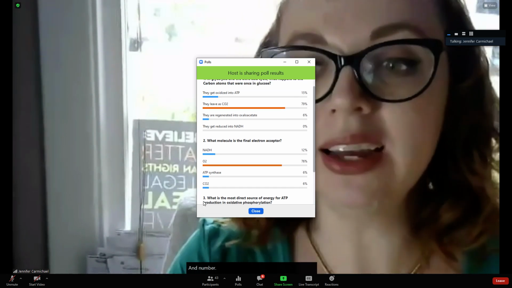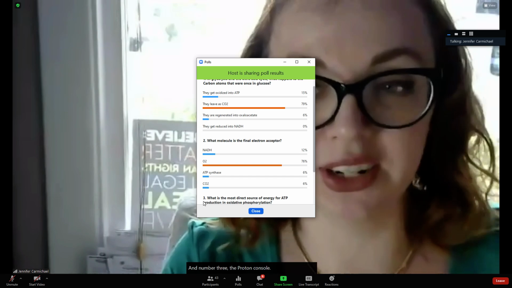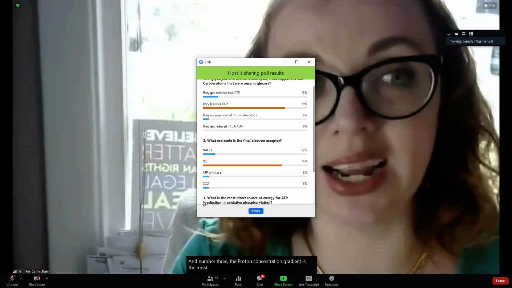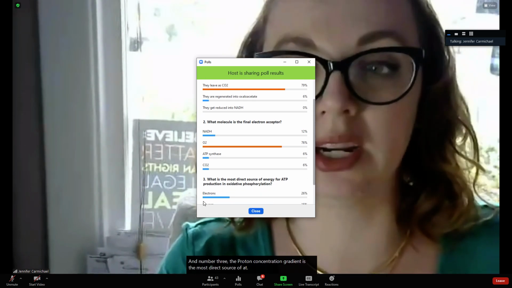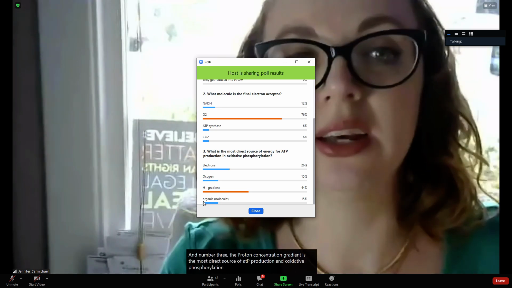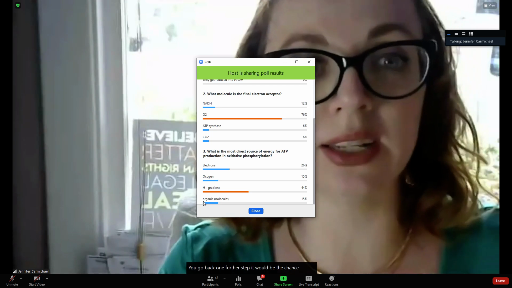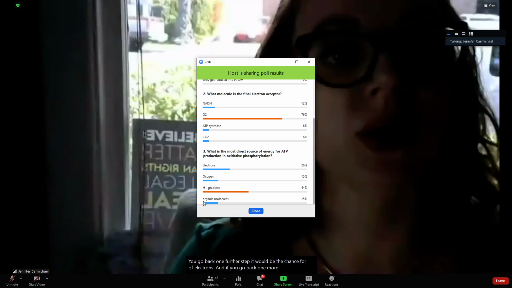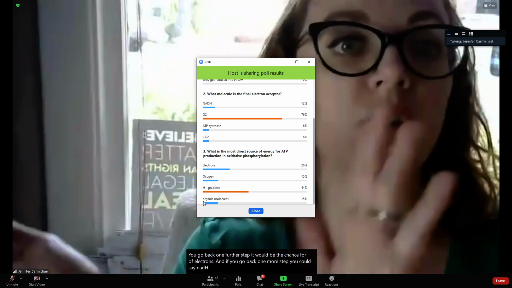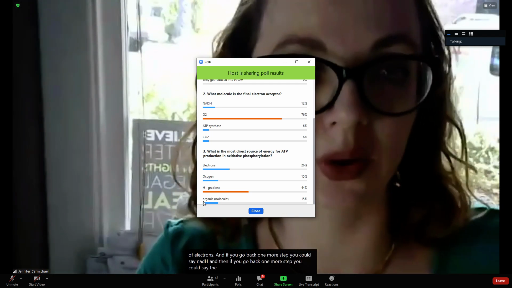And number 3, the proton concentration gradient is the most direct source of ATP production in oxidative phosphorylation. If you go back one further step, it would be the transfer of electrons. And if you go back one more step, you could say NADH. And then if you go one more step, you could say the food that you consumed.